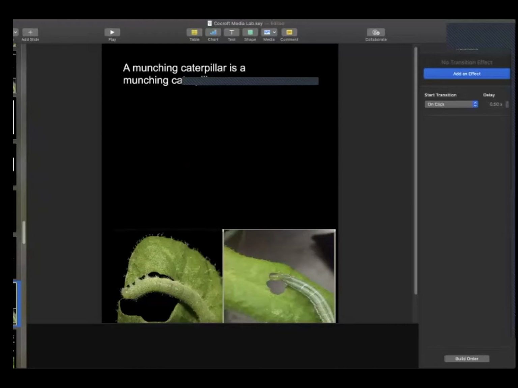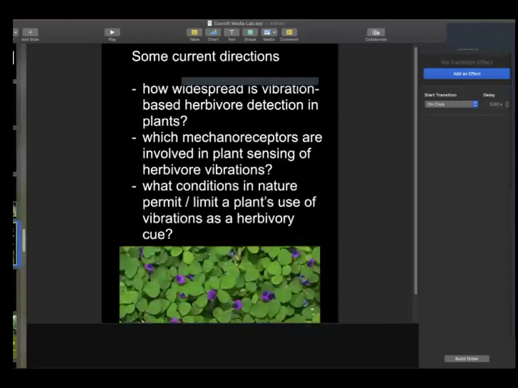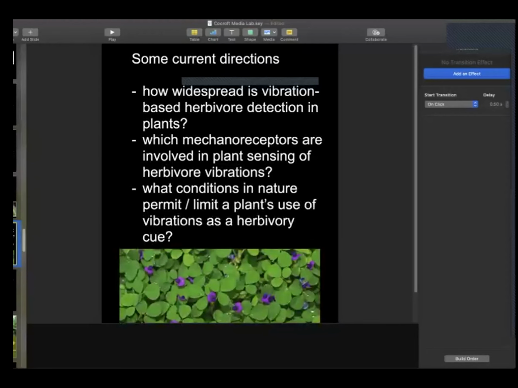But there's this very consistent, very repeatable kind of acoustic target that plants could use to perceive their herbivores. So, some current directions: we're interested in how widespread this is in plants. So far, I presented you data from one plant species. We have, with a collaborator, also data from domesticated tobacco. Chewing vibrations of a little caterpillar cause the nicotine to spike beautifully.